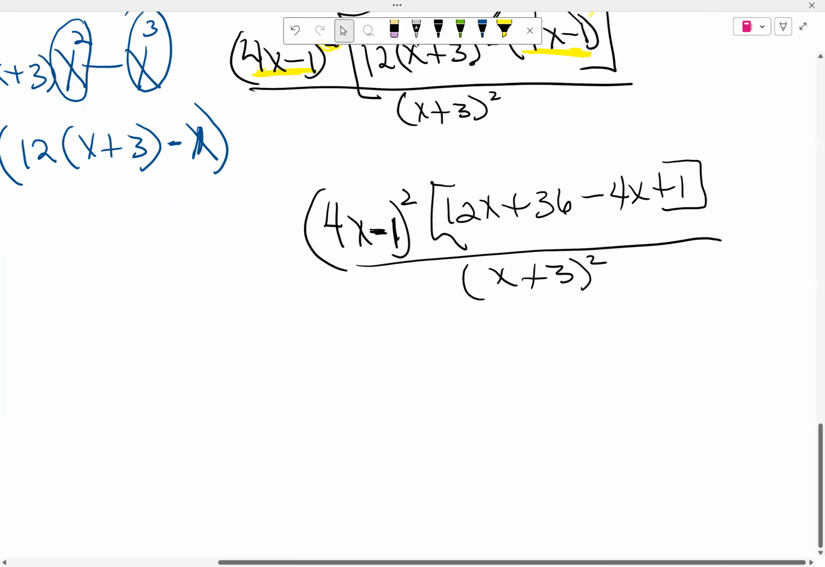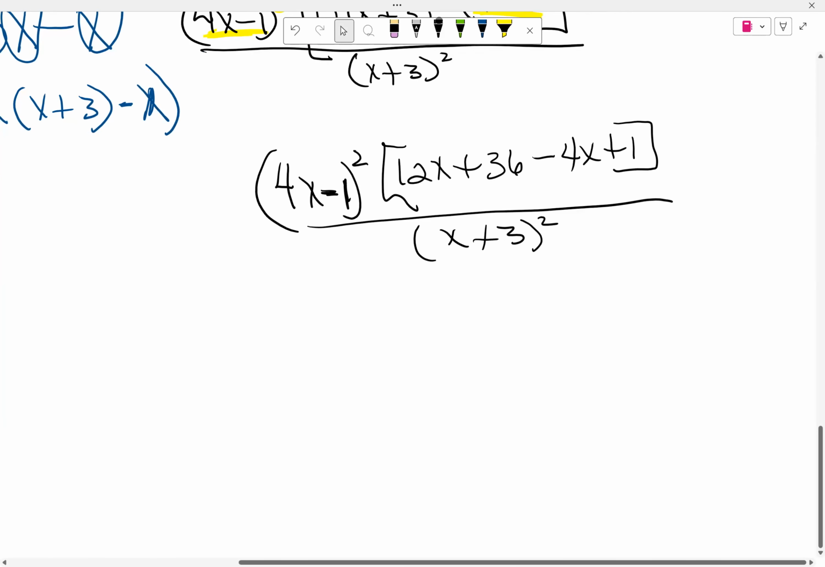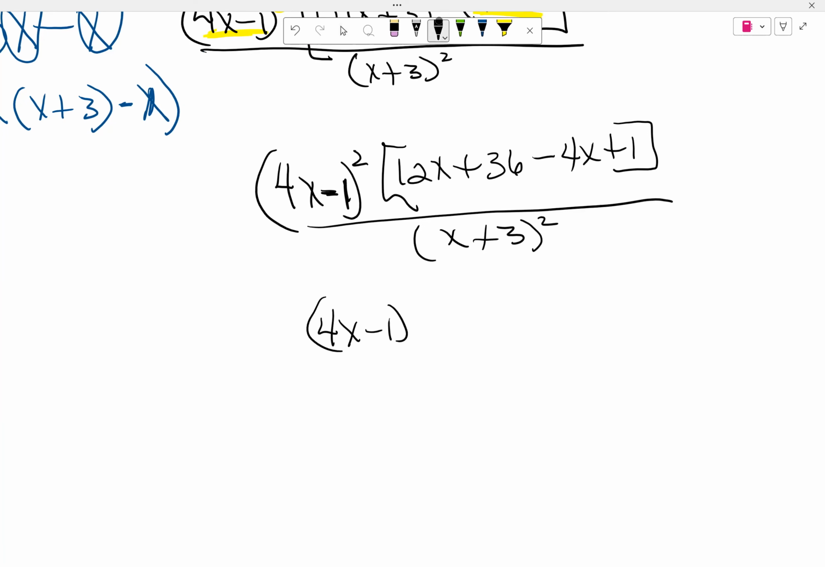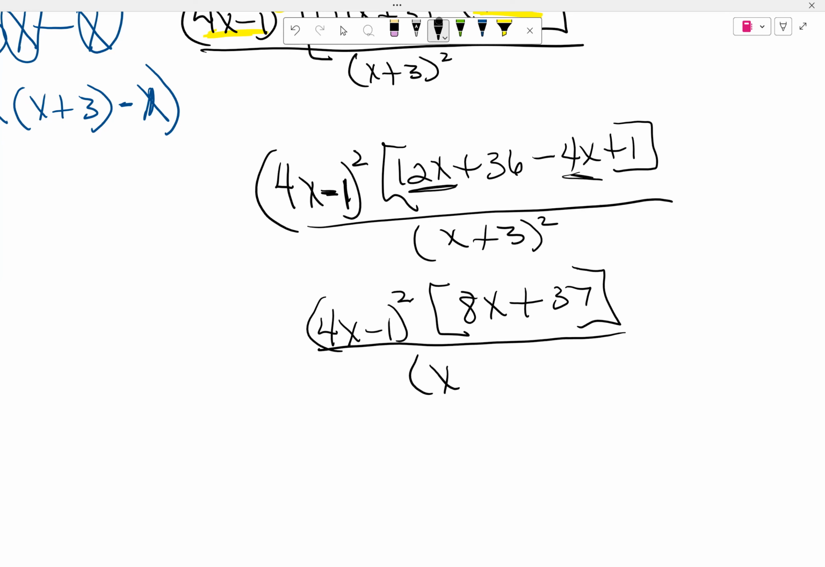Consolidate all like terms, which is the next step. In this case, it's going to give you 4x minus 1 squared times 12x minus 4x is 8x, 36 and 1 is 37, so plus 37. And this is still over x plus 3 squared. And this will be typically your final answer right here. If you watch this again, if it hasn't sunk in, it's going to. I promise you.